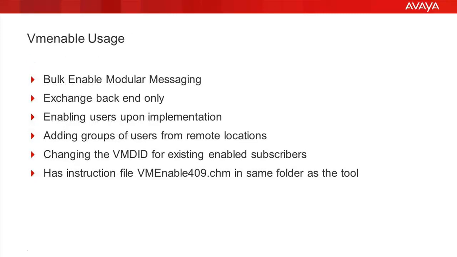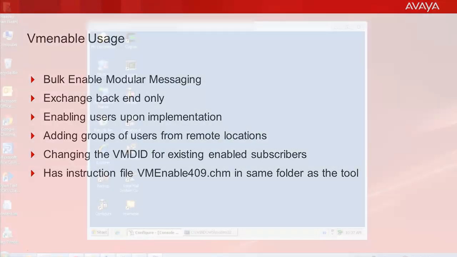VMEnable is a command line bulk enablement tool for modular messaging with Exchange backend and cannot be used on the MSS backend. It is generally used to provision users when a system is first installed, but it can also be used to enable batches of users when new offices or locations are onboarded to a centralized modular messaging system. You can also use the tool to move users from one voicemail domain to another in the event the voicemail domain is corrupted or needs to be rebuilt.